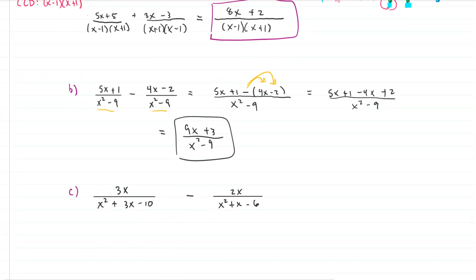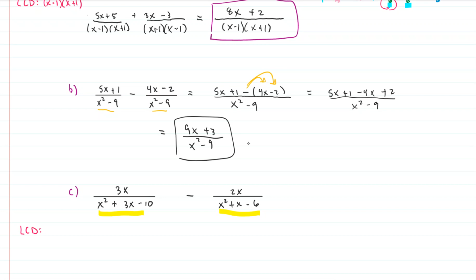Let's do our next one. Here we have example C, in which we're subtracting two rational expressions. The first one is 3x over x squared plus 3x minus 10, and the second one is 2x over x squared plus x minus 6. They don't have the same denominator, so we need to get an LCD. We need to get a common denominator. And we don't know what that is yet, but we can find out, and we can do that by factoring.